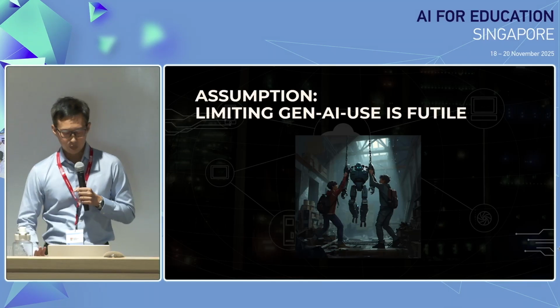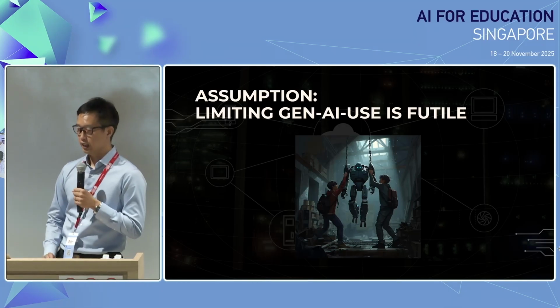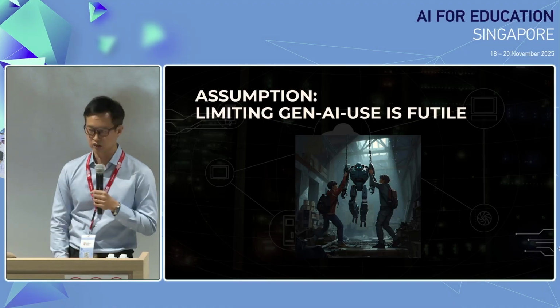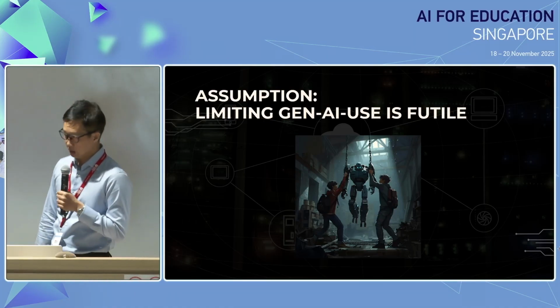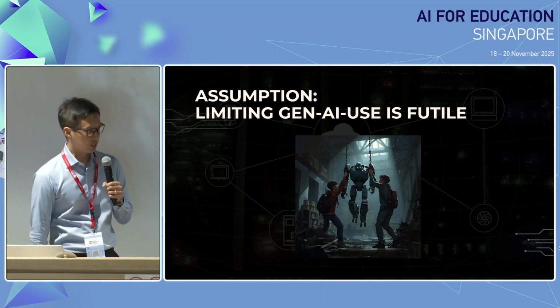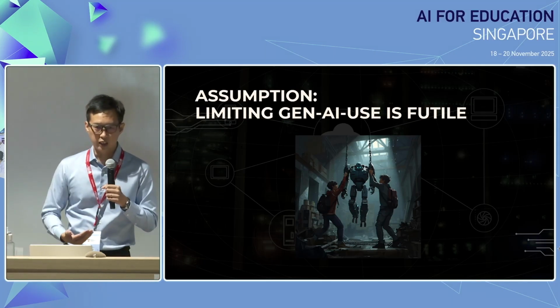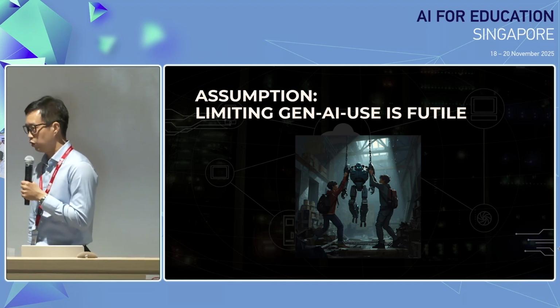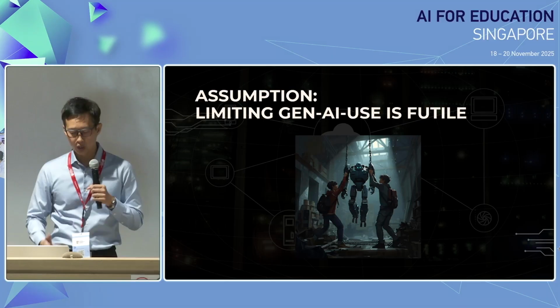Let's just first be clear, okay? I think that limiting the use of generative AI is a futile thing. Students would use it anyway. My 8-year-old daughter is already talking to ChatGPT. There's no stopping this. So to say that students, you are not allowed to use generative AI is probably not going to work. They will find some way to work around this anyway. So we will have to find another way.